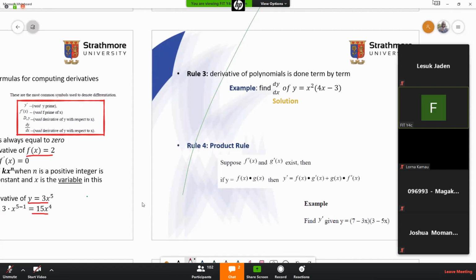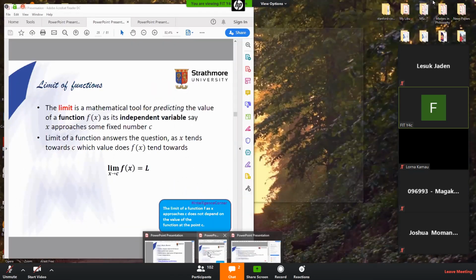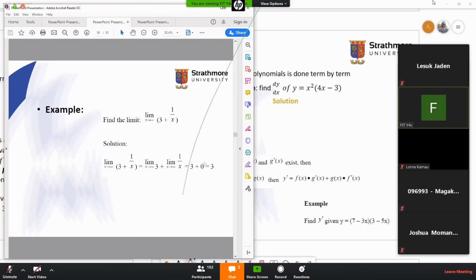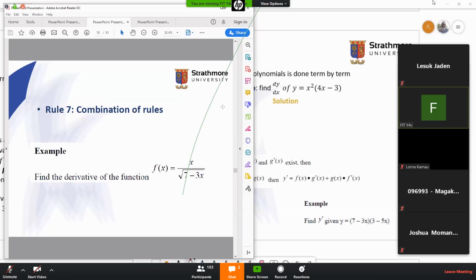Good. Rule number 3, the derivatives of polynomials is done term by term. You just do it term by term. That might not be clear here, so switch to this one. Term by term. You can focus on that slide.